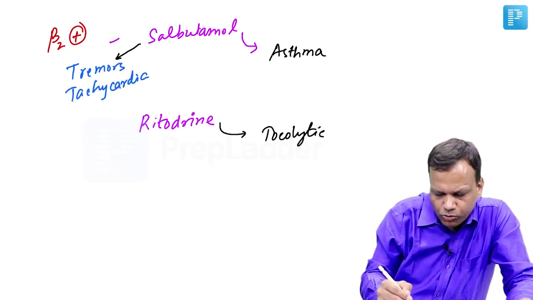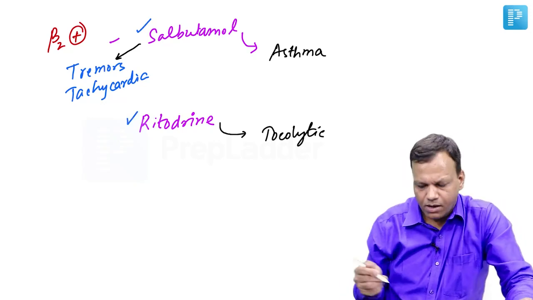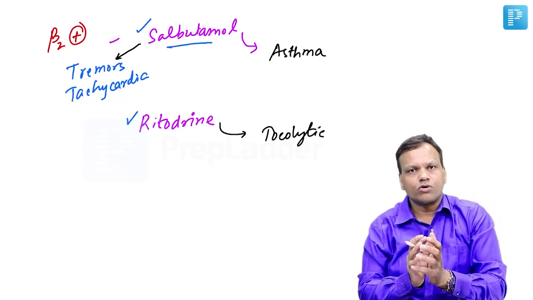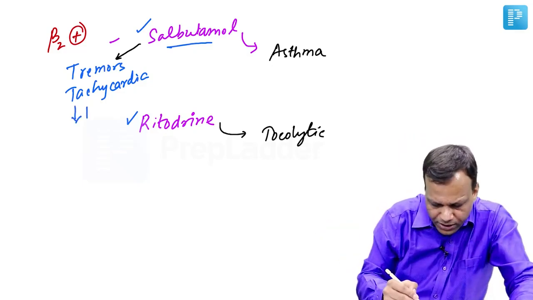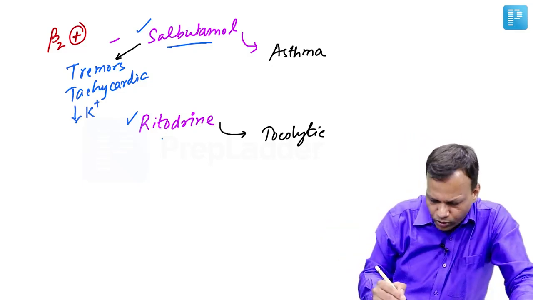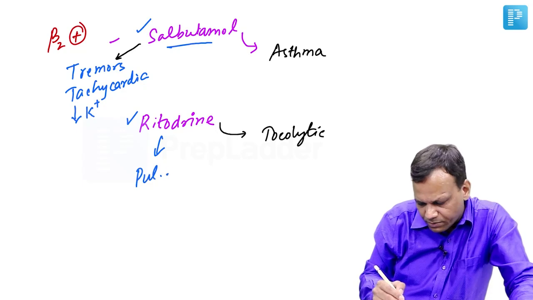So that is in fact common to both salbutamol as well as ritodrine. But salbutamol in addition also causes movement of potassium from the blood into the cells. So that can lead to hypokalemia. In ritodrine, one extra side effect is present, which is pulmonary edema.